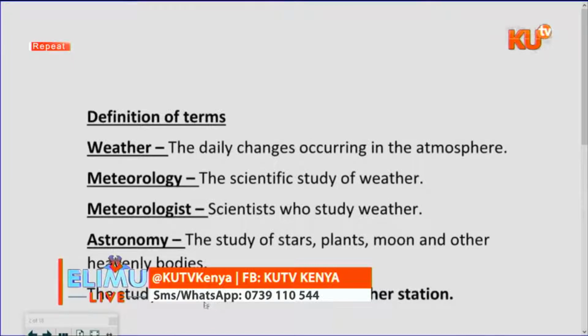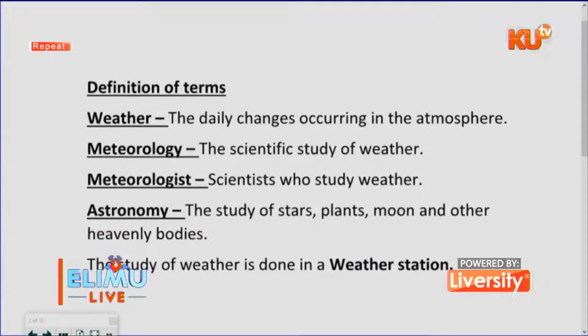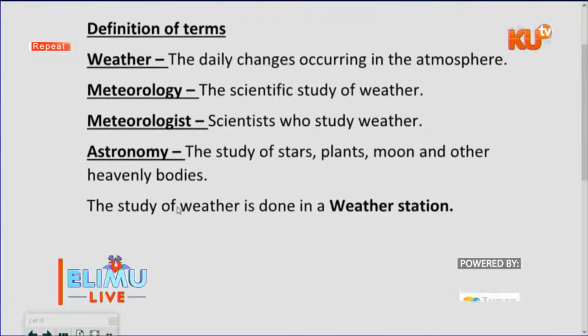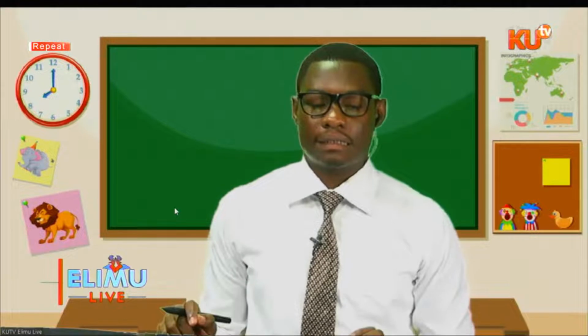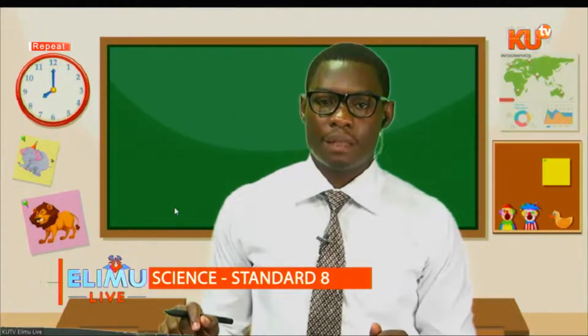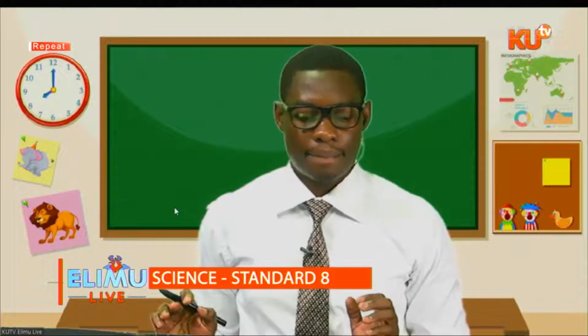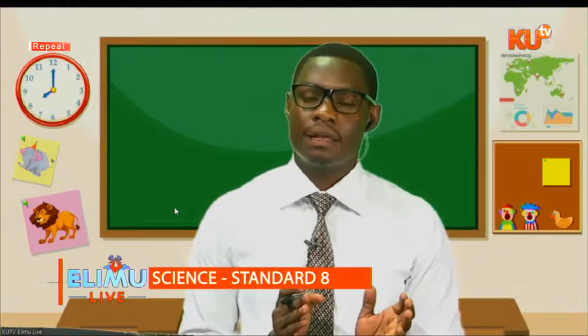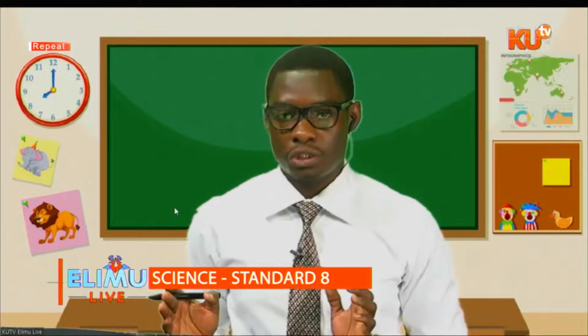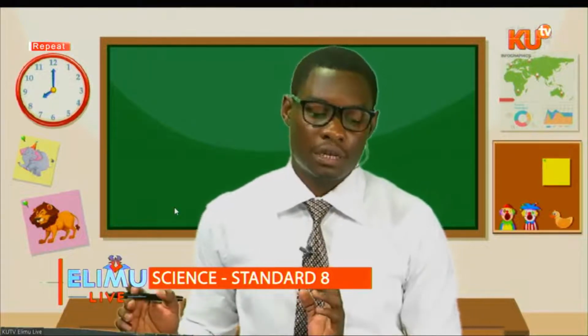So we can also look at another definition, that is astronomy. Astronomy can be defined as the study of stars, planets, moon, and other heavenly bodies. The person who studies astronomy will be called an astronomist. So we have meteorology, the study of weather, and the person who does that is called a meteorologist. Then we have astronomy, the study of heavenly bodies, and the person who does that will be called an astronomist.